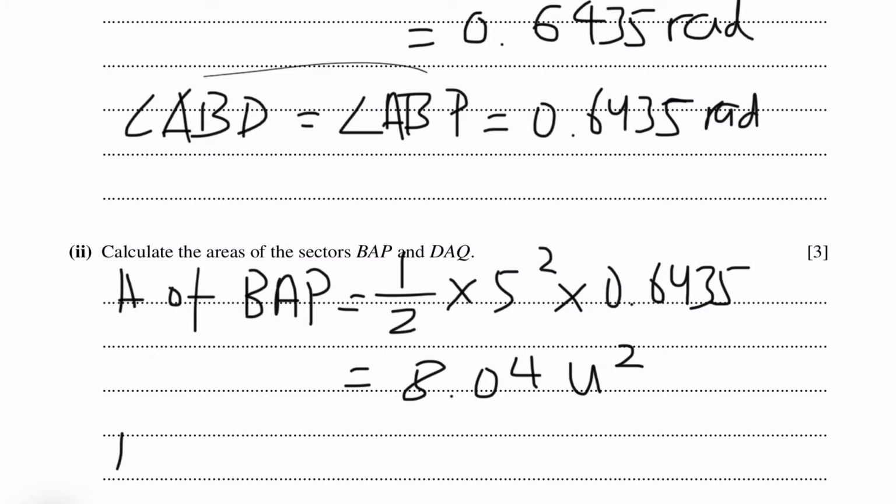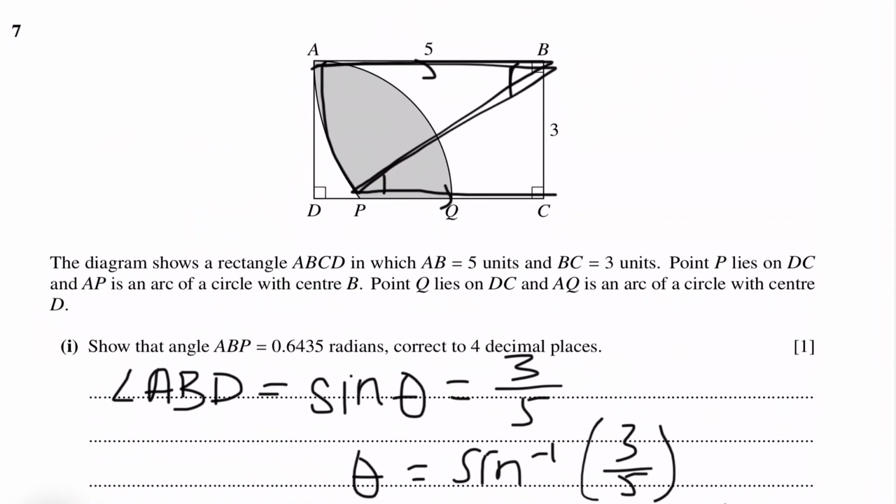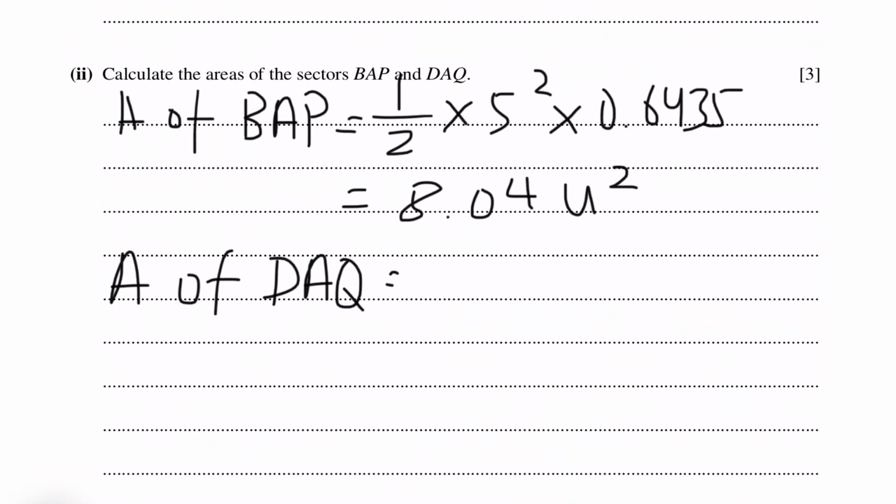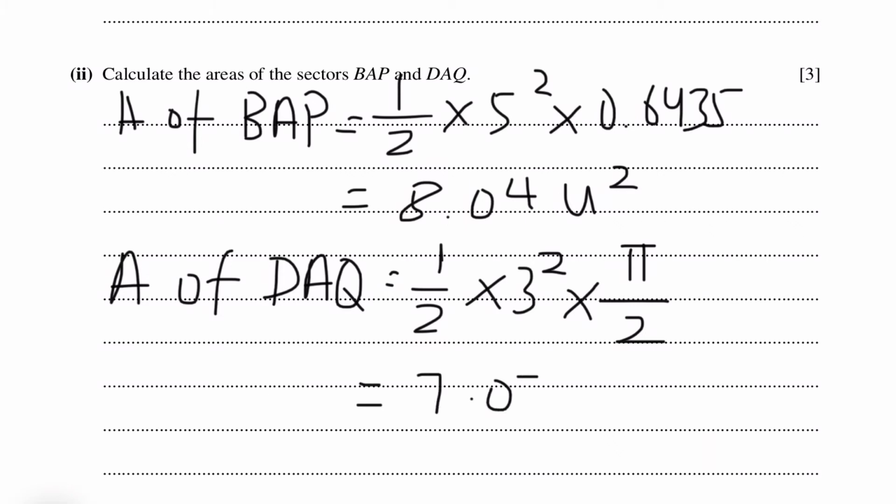Now for the area of sector DAQ, we have 90 degrees here, and our radius is 3, so half multiplied by 3 squared multiplied by pi over 2, which is 90 degrees, and this will give us 7.07 units squared. Calculate the area of the shaded region.